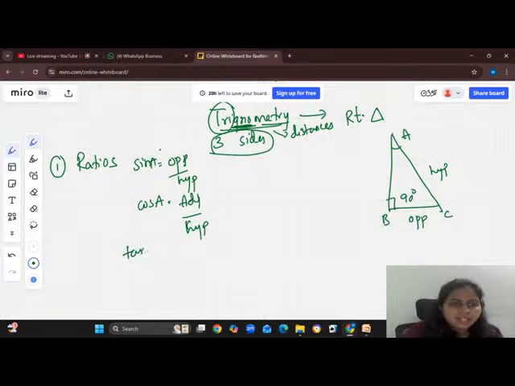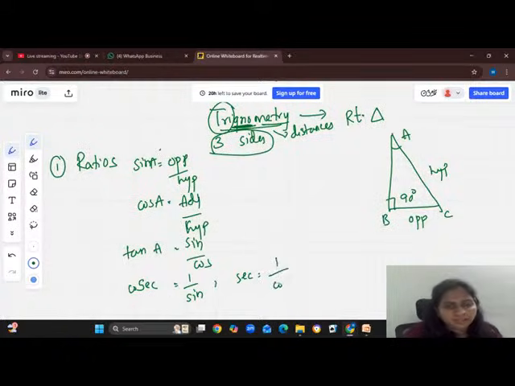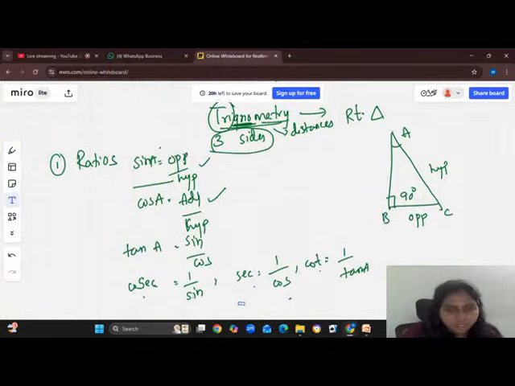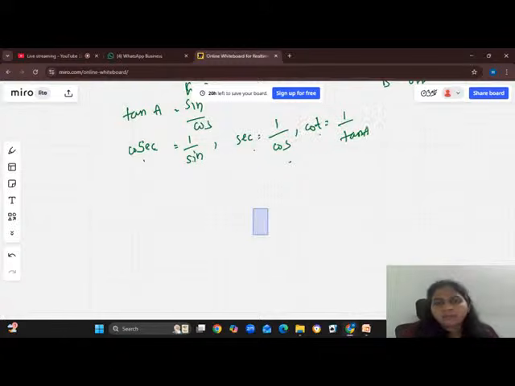Tan is nothing but sine by cos. Sine, cos, tan, and cosecant is nothing but the inverse of sine, and secant is nothing but the inverse of cos. And the last one, cot, is the inverse of tan. If you know sine and cos well enough: tan is sine by cos, cosecant is 1 by sine, sec is the reciprocal of cos, cot is the reciprocal of tan. These are the important ratios you have to know, and you will get problems for the MCQs.